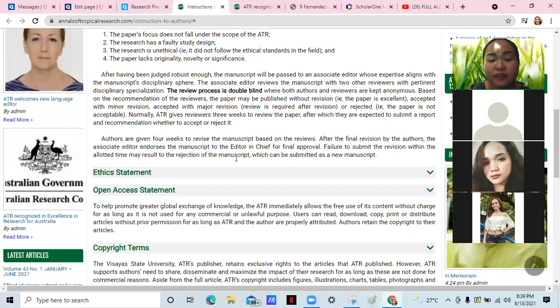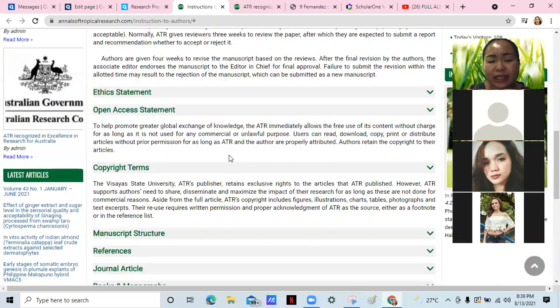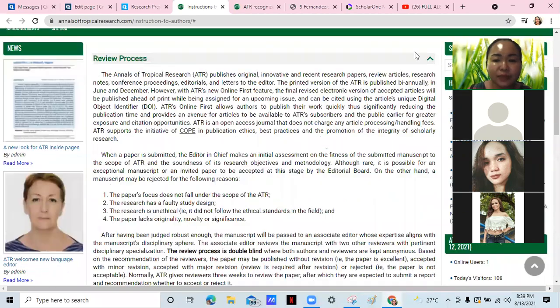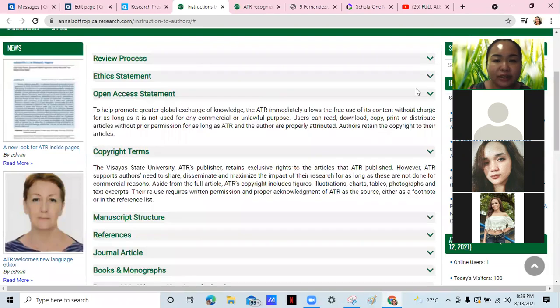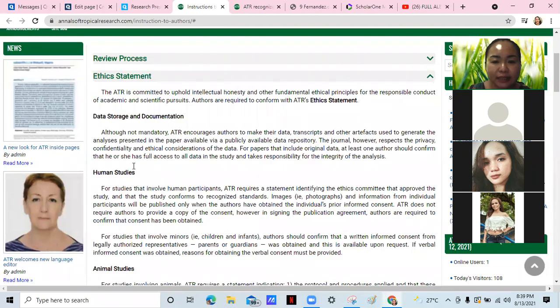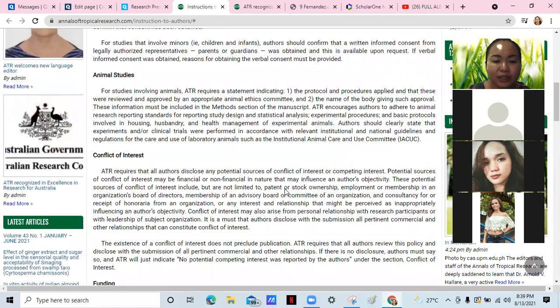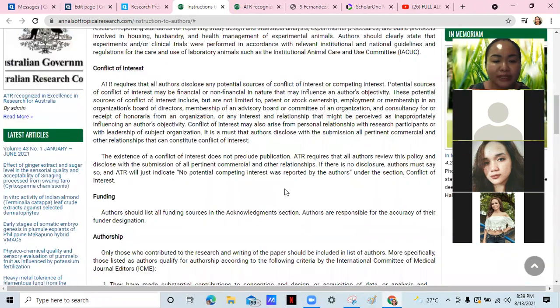So there are even journals that are very strict, and editors that keep on wanting a particular format, no? So aside from the review process, you can also see here the ethics statement. So this is what we have been studying.